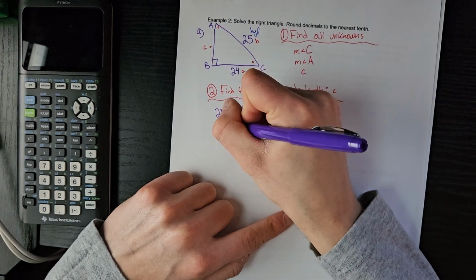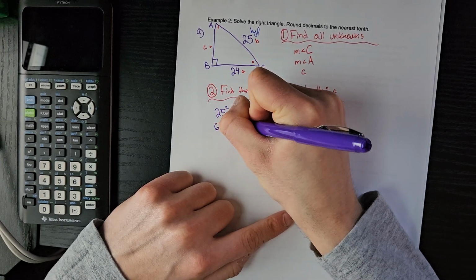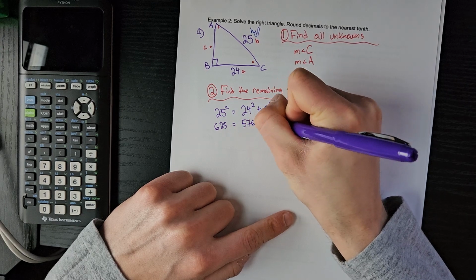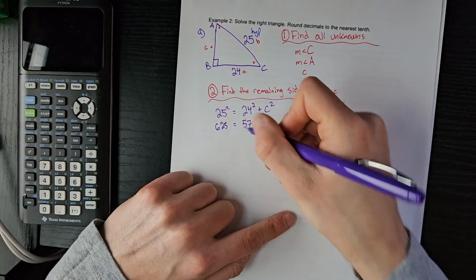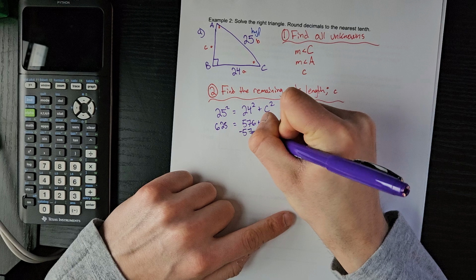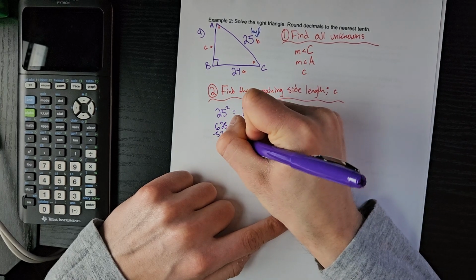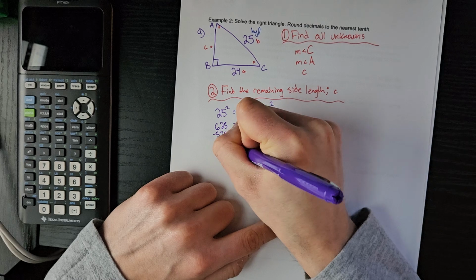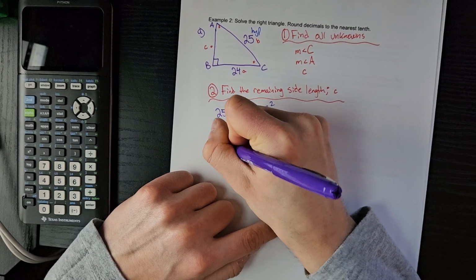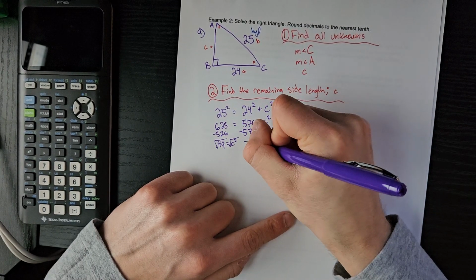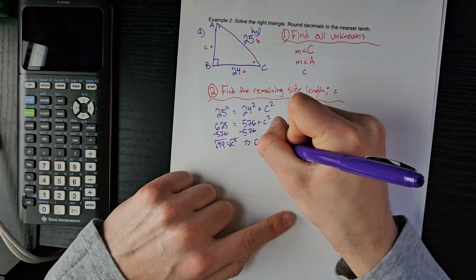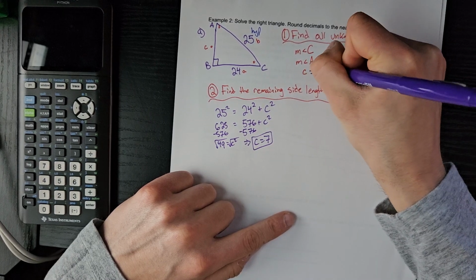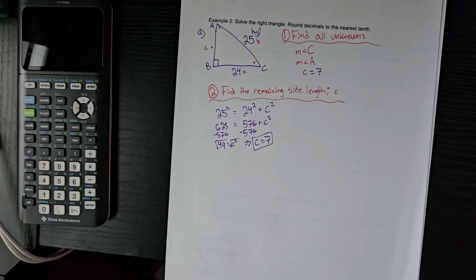So 25 squared is 625, which is equal to 576 plus C squared. Subtracting that 576 over to the other side, I'd end up with 49 is equal to C squared. Doing the inverse of that square, I'm going to end up with a C of 7. So that is one of my answers done. C is equal to 7.